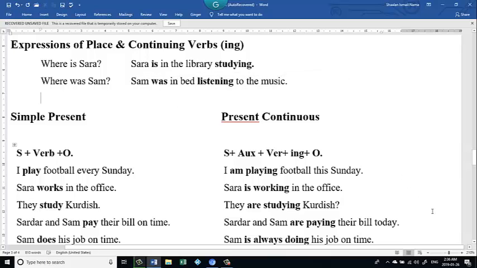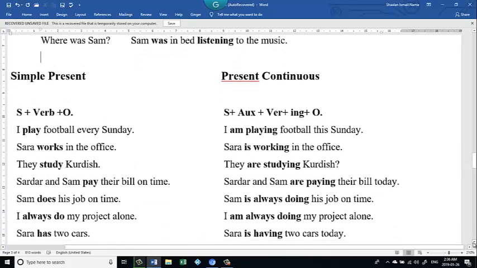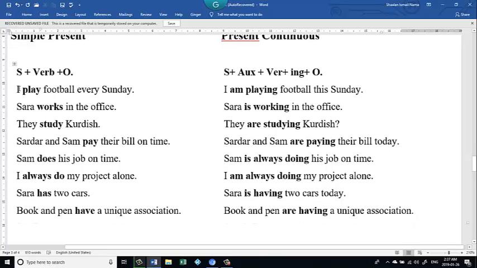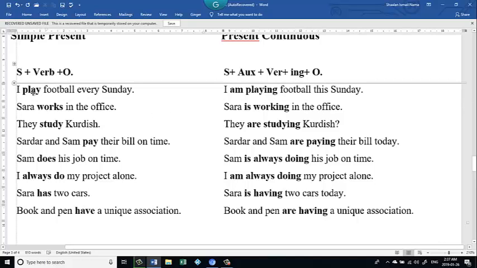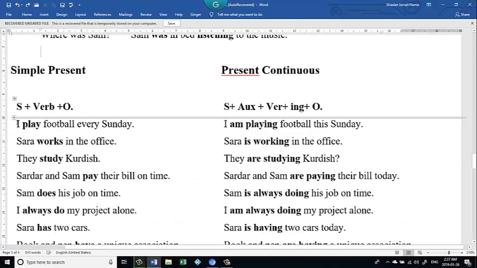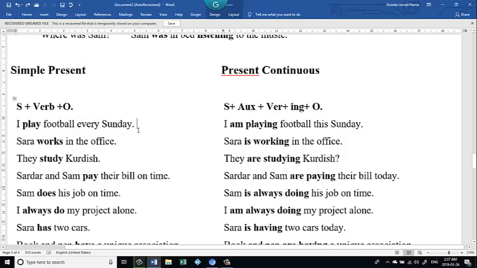Okay? Let's make differences between simple present and present continuous. For example, I play football every Sunday. If I make it present continuous, I am playing football this Sunday. Sarah works in the office. Sarah is working in the office. If I want to make the same thing, the same sentences, as in the past. I want to make these sentences in the past.